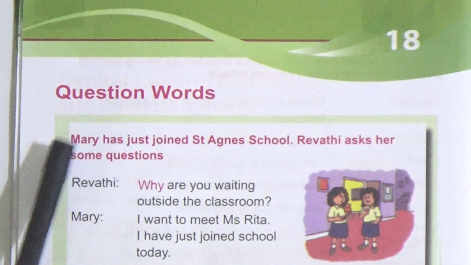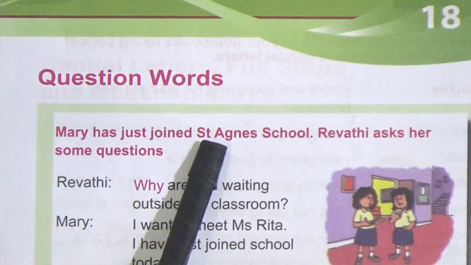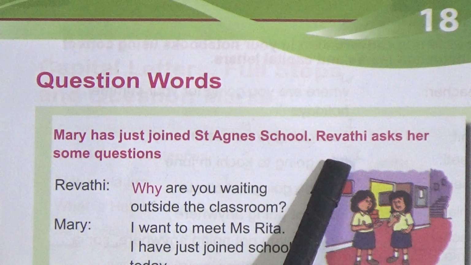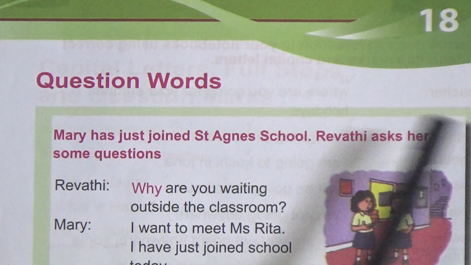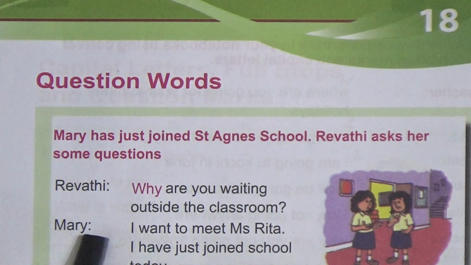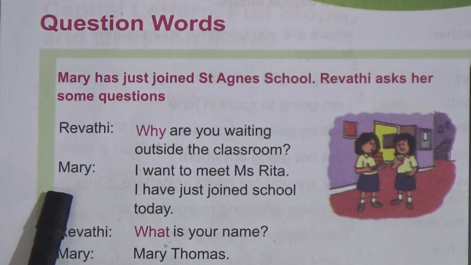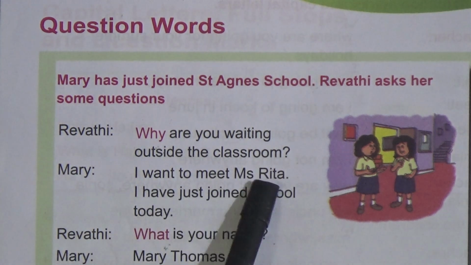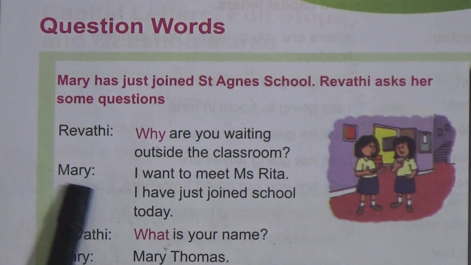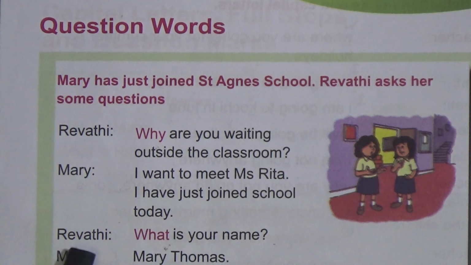question words. Mary has just joined St. Angel's School. Ravati asked her some questions. Ravati, why are you waiting outside the classroom? Mary, I want to meet Mrs. Rita. I have just joined school today. Revati, what is your name? Mary, Mary Thomas. Revati, when did you come to Delhi, Mary?